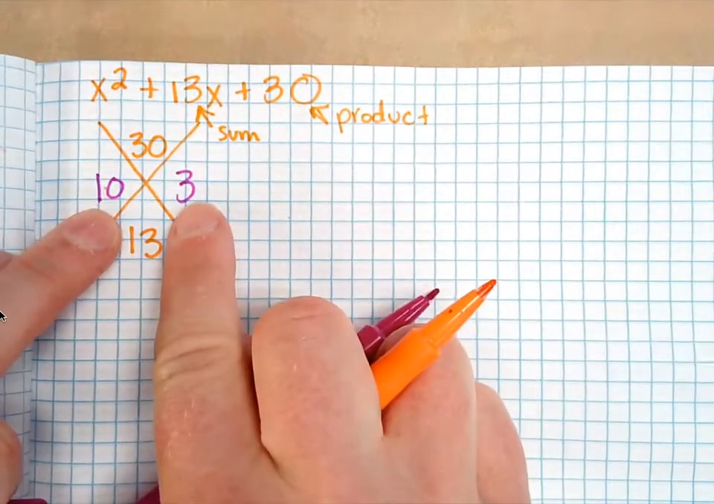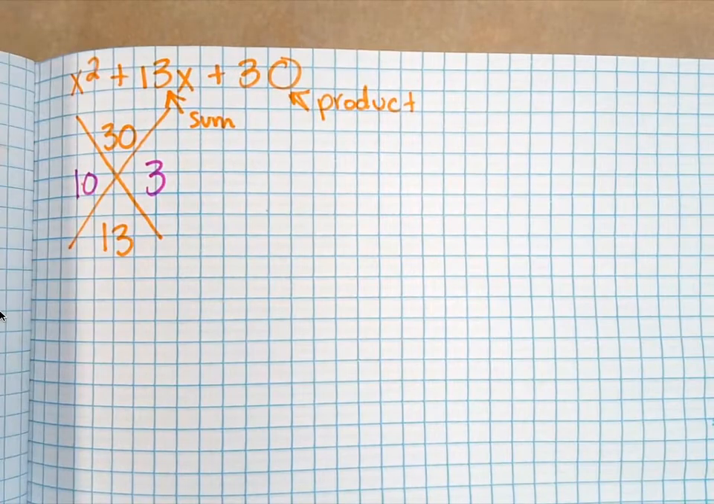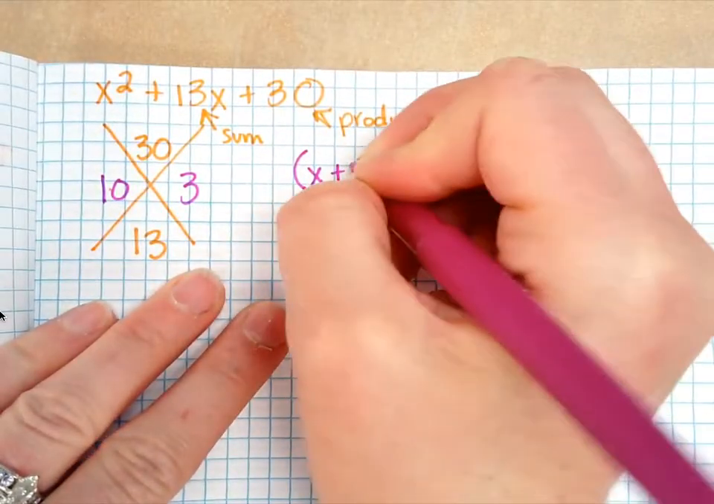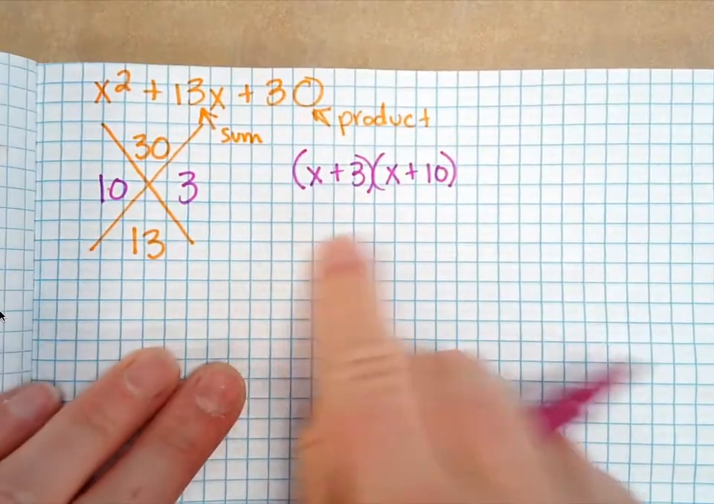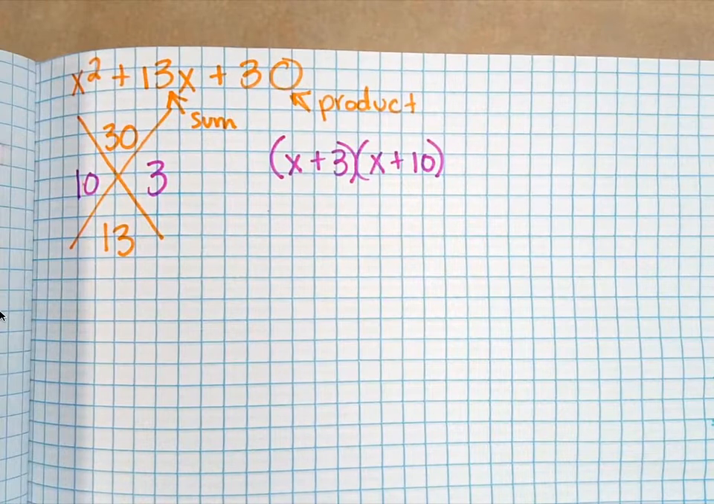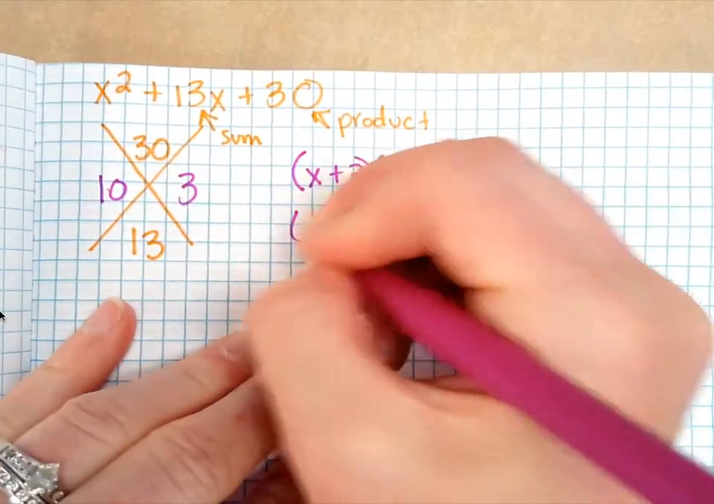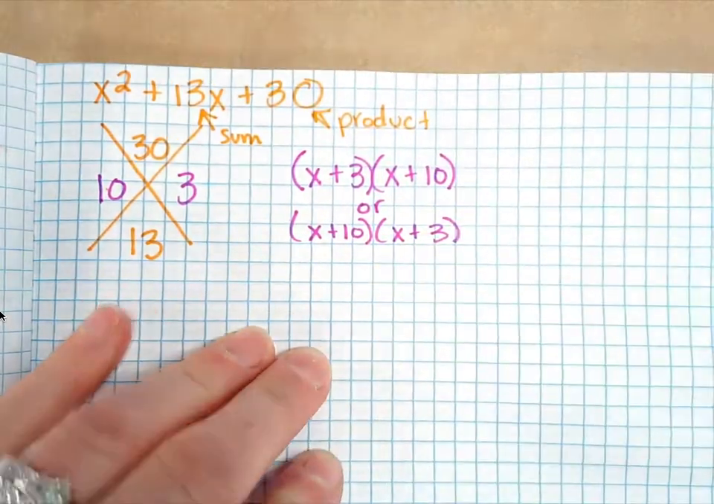And remember, the order of these doesn't matter. So that means that we're going to have x plus 3 times x plus 10. That is our factor. We're done. That's all we have to do. Nope, the order doesn't matter. I could write it as x plus 10 times x plus 3. They are the same.